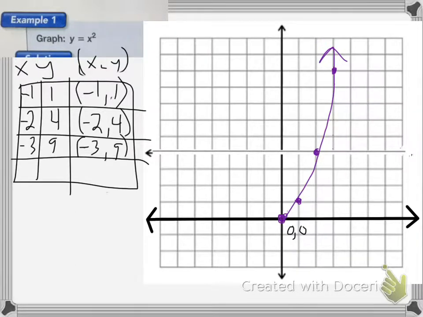So if I drew this part, again I would start at 0, 0, and then it would be negative 1, 1, negative 2, 4, and negative 3, 9. So my entire graph actually looks like a U.